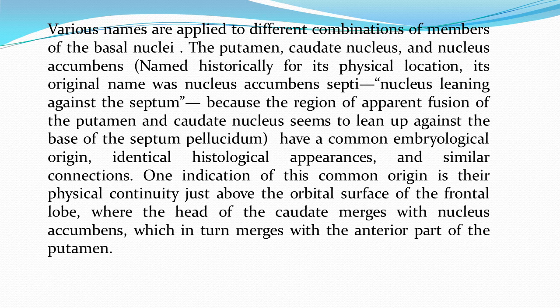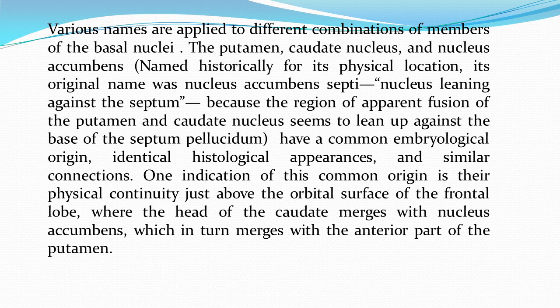Having identical common embryological origin, identical histological appearance and having similar connections. All three, putamen, caudate nucleus and nucleus accumbens, have similar connections. One indication for this common origin is their physical continuity just above the orbital surface of the frontal lobe. That is, the anterior part of the putamen and head of caudate nucleus and nucleus accumbens all fuse together in the orbital part of the frontal lobe, where it merges with the nucleus accumbens, which in turn merges with the anterior part of the putamen.